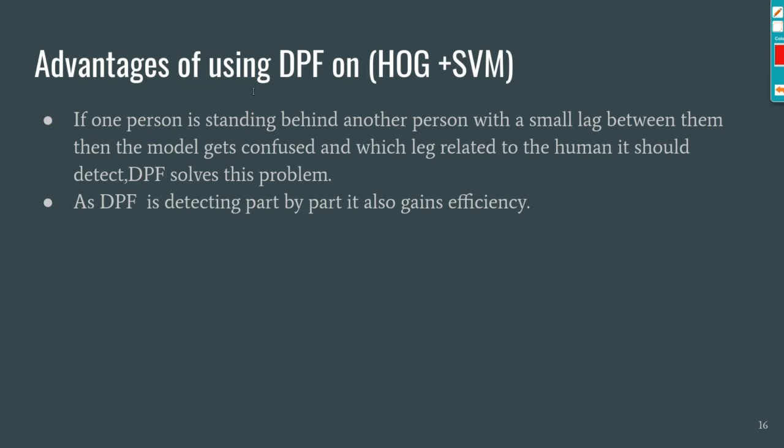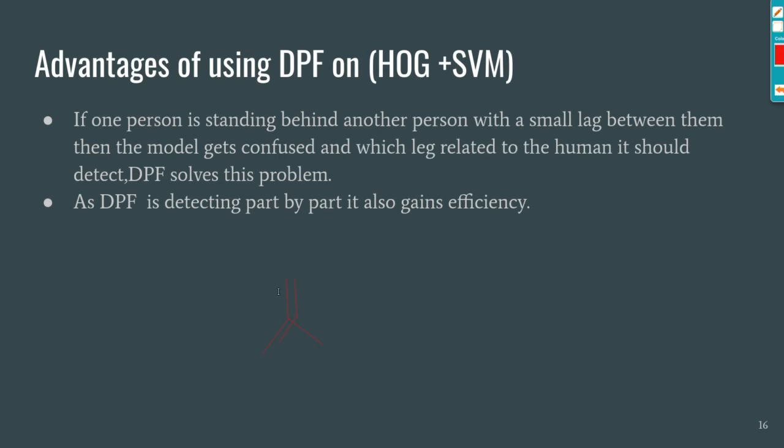So now, what is the advantage of using DPM over HOG plus SVM? One of the advantages is, if you have a person, and then another person behind him, the model will get confused, because these two legs are beside each other. We can detect it by our eyes, but unfortunately the model can't, and it will get confused. So we are solving it using DPM.